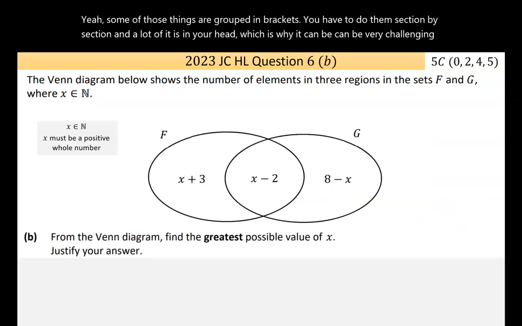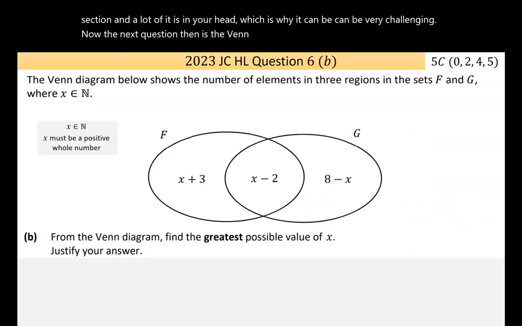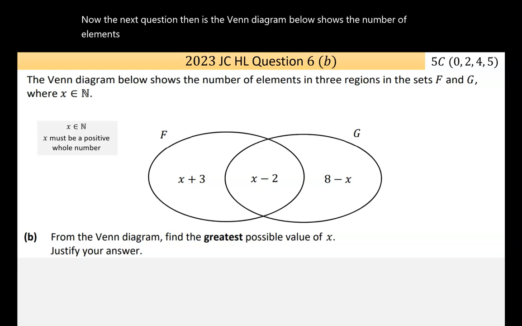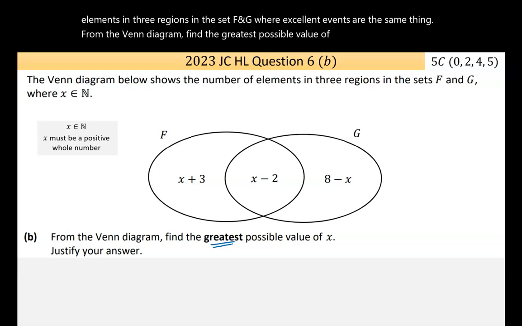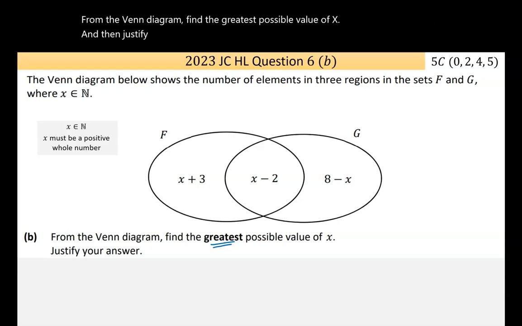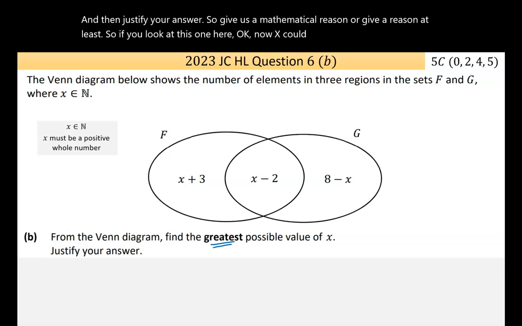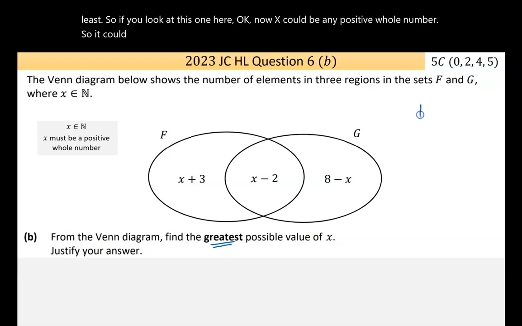Now, the next question is, the Venn diagram below shows the number of elements in 3 regions in the sets F and G, where x is an element of N. So it's the same thing. From the Venn diagram, find the greatest possible value of x, and then justify your answer. So give us a mathematical reason, or at least a reason. So if you look at this one here, x could be any positive whole number. So it could be 1, 2, 3, 4, 5, etc.